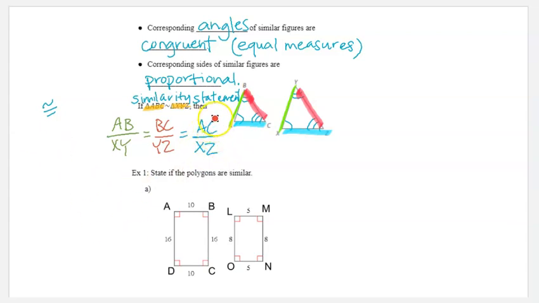Now, what is very important is that all of my sides in the numerator of the fractions come from the same triangle, and all of my sides in the denominator of the fractions come from the same triangle. So I've been consistent in how I have set these up. Now, for these three ratios to be equal, that is what proportional means. So we have equal ratios, which is what proportional means.